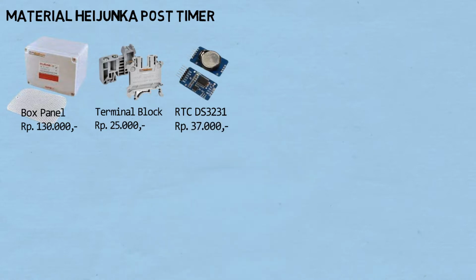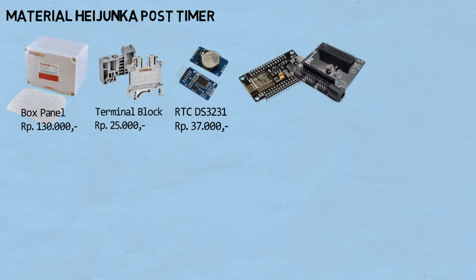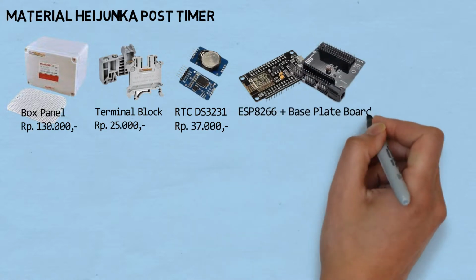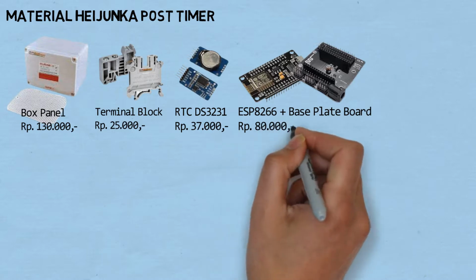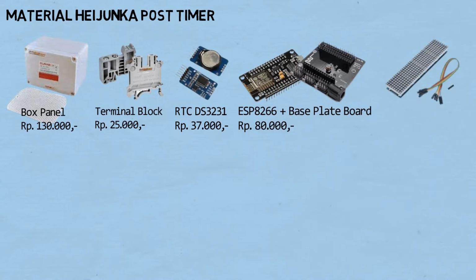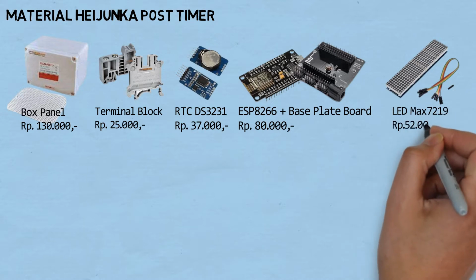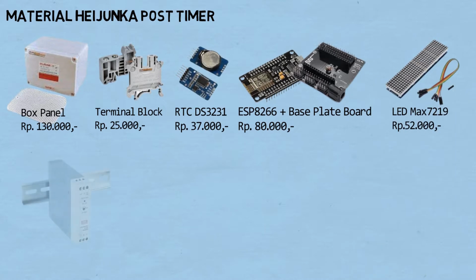The main parts of this timer are the real-time clock DS3231 to keep time updated. ESP8266 is the IoT device to control the lamp. LED matrix to show time and status. Relay and rotary lamp. Push button to turn off the rotary lamp. And a 12 volt power supply to power the ESP and rotary lamp.